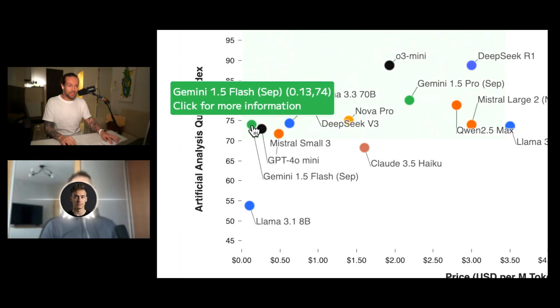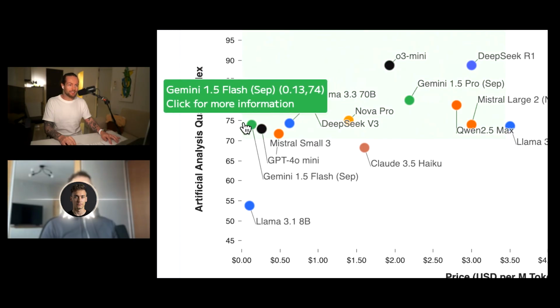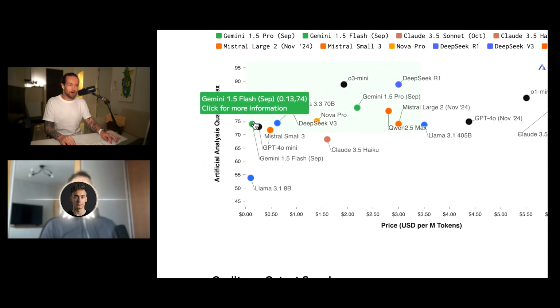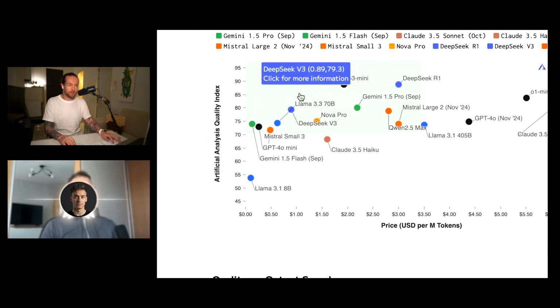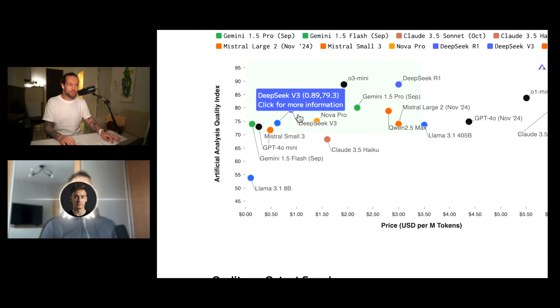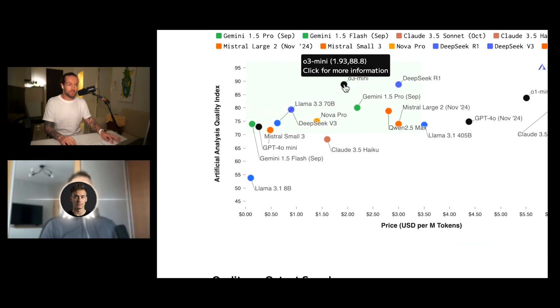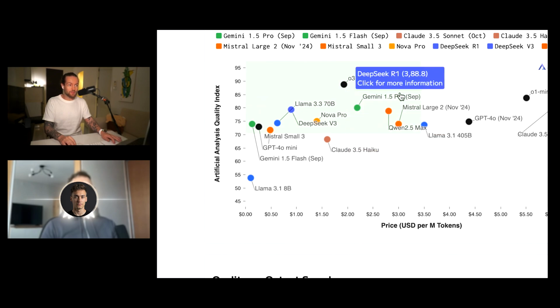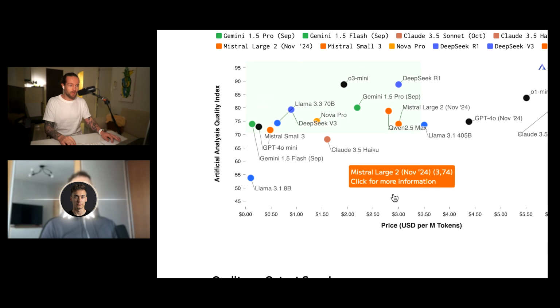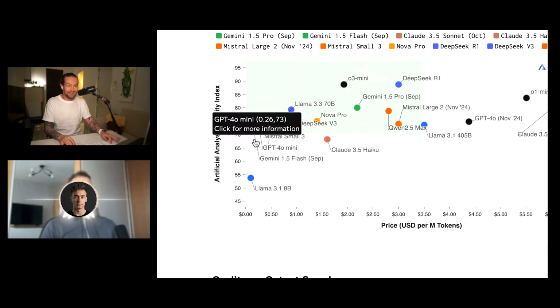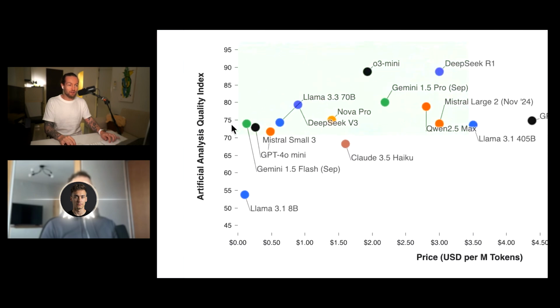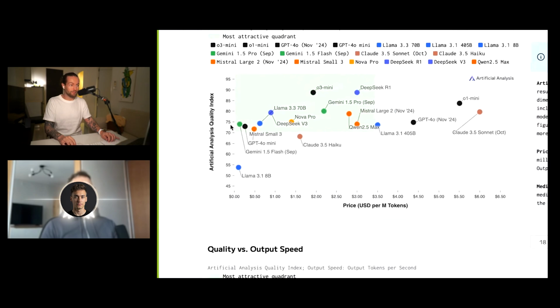Extremely cheap, but it still has a 75-ish score on this benchmark here. That's almost where Llama 3.3 70B is, and DeepSeek V3 is a little bit higher. You can see o3 Mini is right up here, and DeepSeek R1 as well is right up here. But you see the cost, quite expensive. $3 for DeepSeek R1, $2 for o3 Mini, and here you get it at a fraction of the cost with a reasoning model. So that's pretty huge.